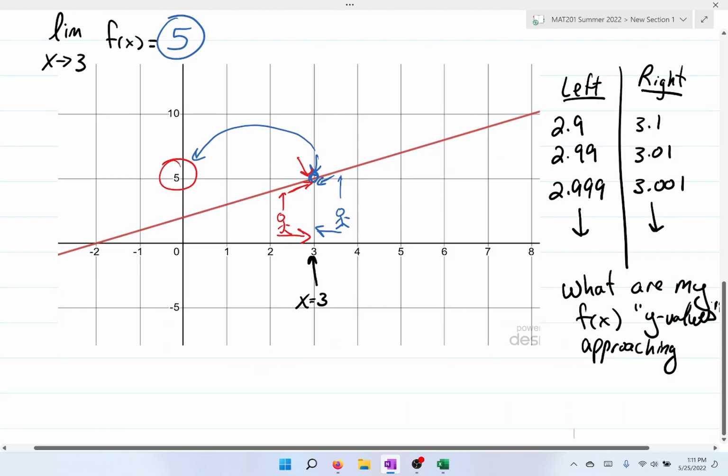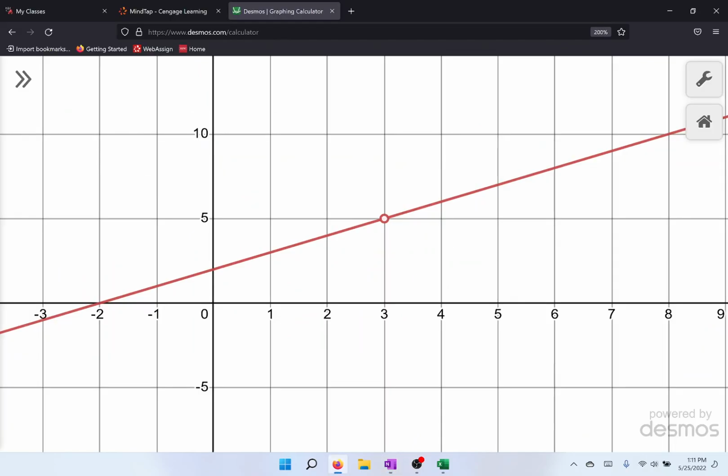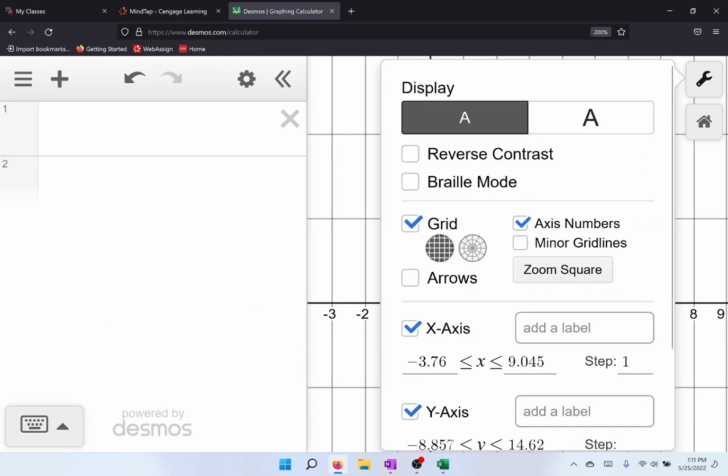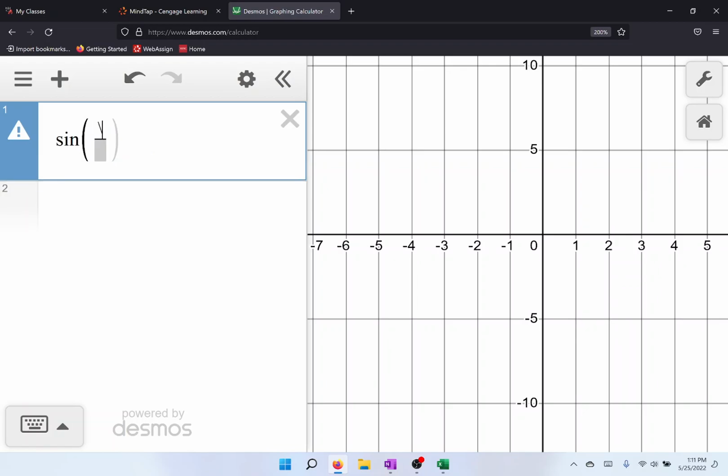Now, I will say this. Graphing is an extremely powerful tool that we can use, but sometimes we do have to be careful, all right? So let me show you an example of where we need to be careful. So I'm just going to reset this real fast. We're going to graph this function right here. It's going to be the sine of pi over x.